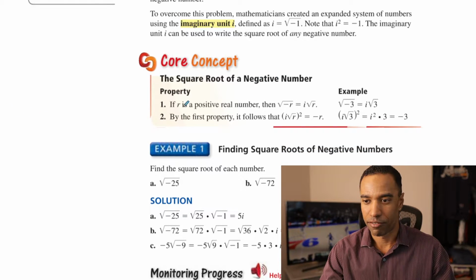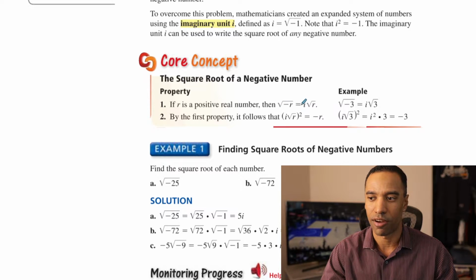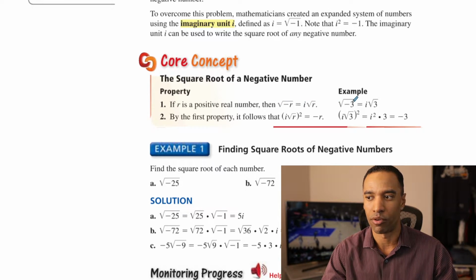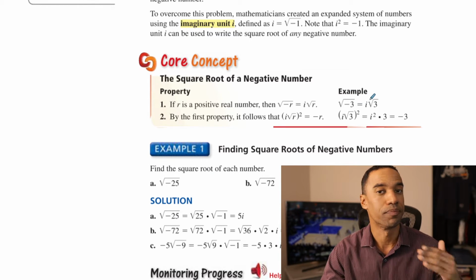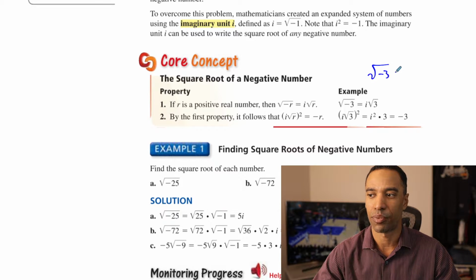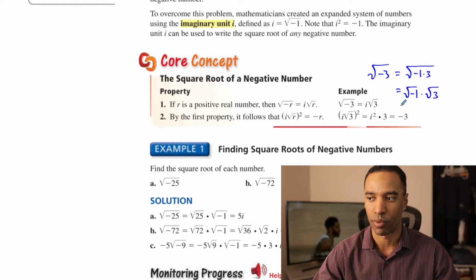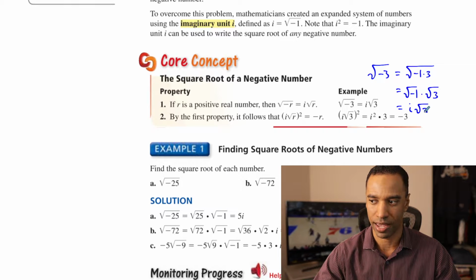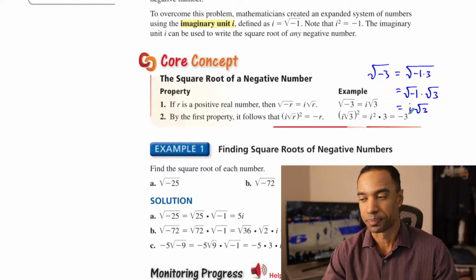The square root of a negative number. If r is a positive real number, then the square root of negative r equals i times the square root of r. For example, the square root of negative 3 equals i times the square root of 3. Let's make sense of that a little more. Let's use the negative 3 example. Square root of negative 3 is also the square root of negative 1 times 3, which can split up into the square root of negative 1 times the square root of 3, and the square root of negative 1 is i. So that's why it becomes i times the square root of 3, or as we'd say, i root 3.